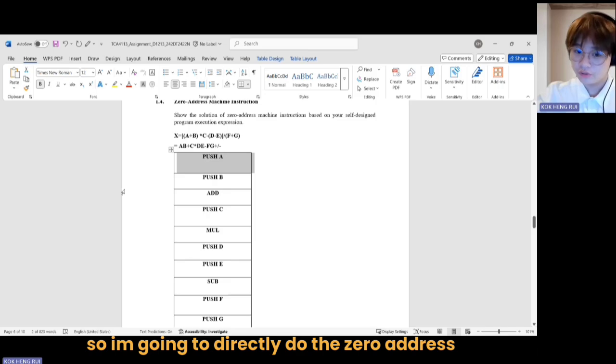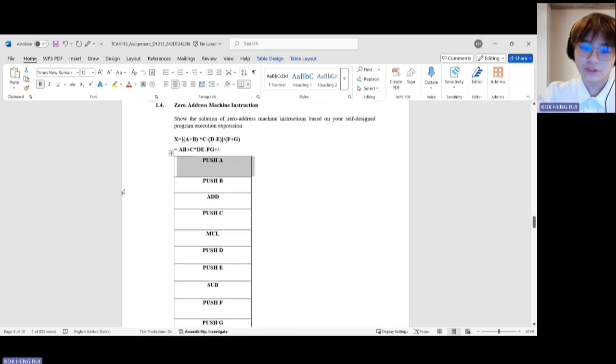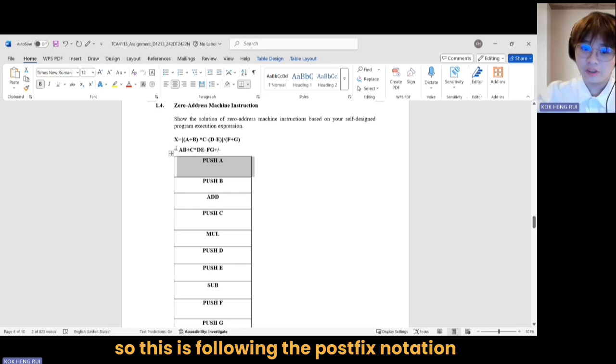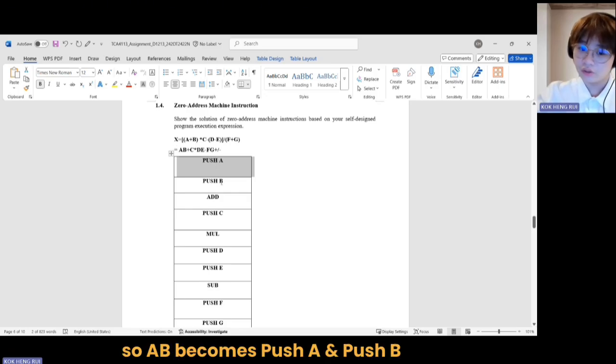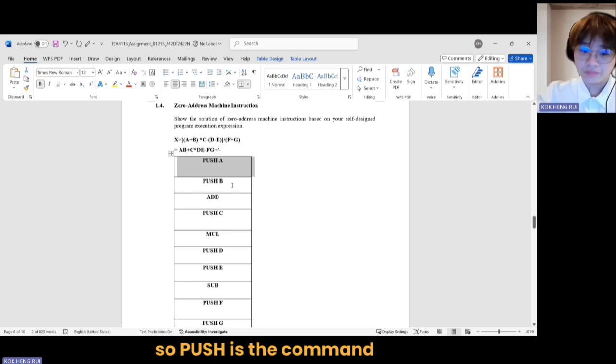So I'm going to be directly doing the 0 address. As you can see here, it's push A and push B. This is following the postfix notation. Push is the command. So here we do addition. So add: A, B, add.